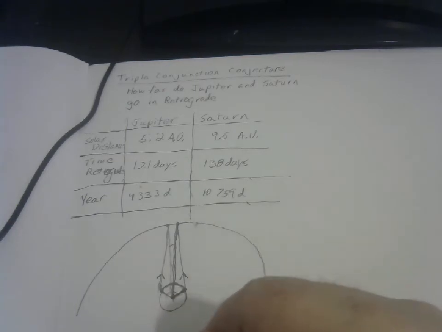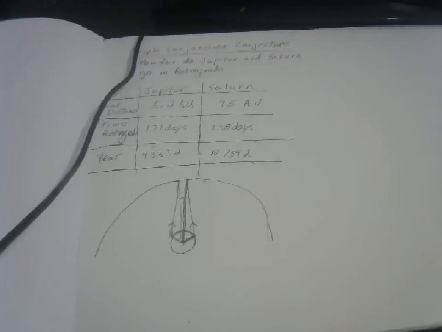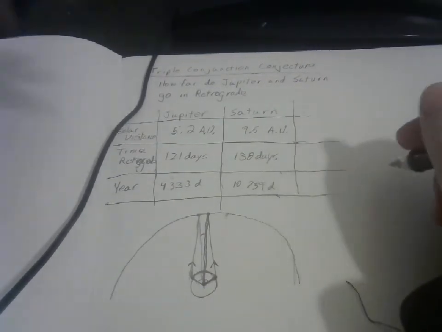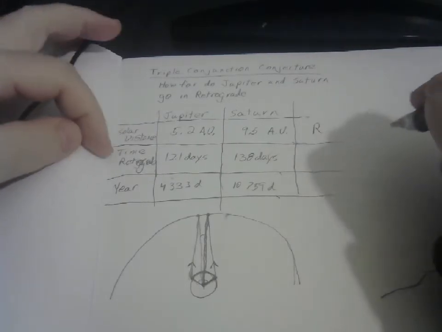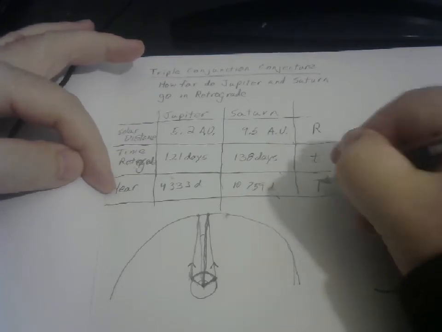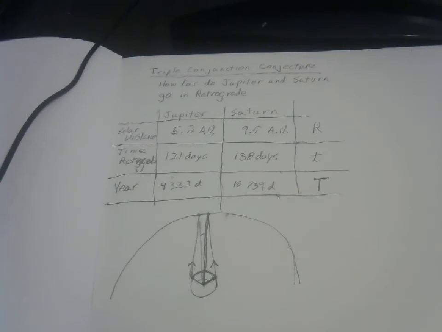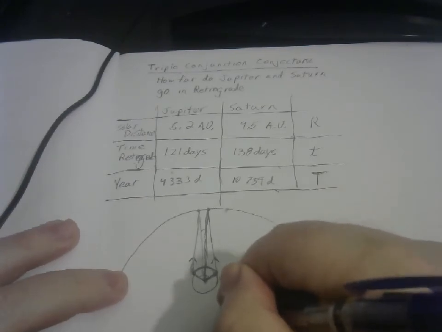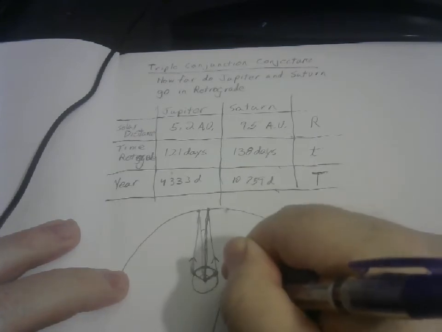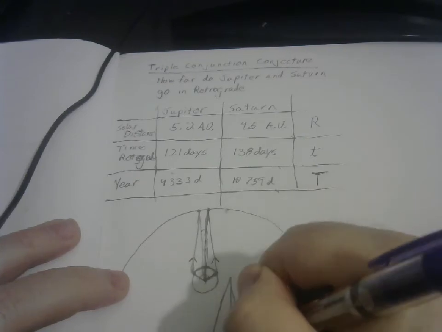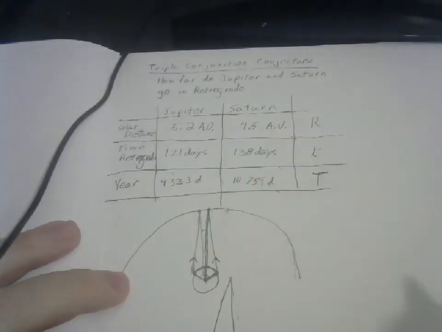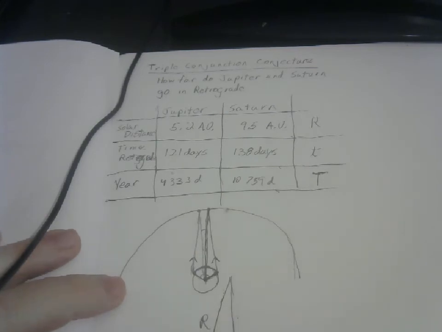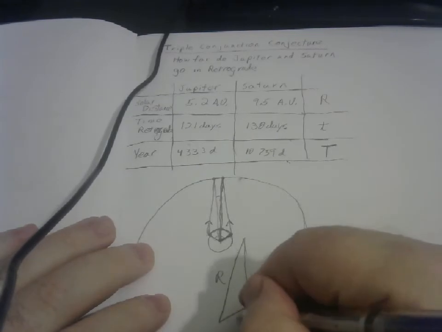I think I will redraw it. Actually, before we redraw it, let's give these variable names. I'll call this one R, big R. Time retrograde, I'll call small t. The year, I'll call big T. So then, with those numbers in mind, I'm going to draw one of these triangles in a larger fashion. And we'll call this R. That's our distance from Sun to the big outer planet. We'll call this 1, of course.